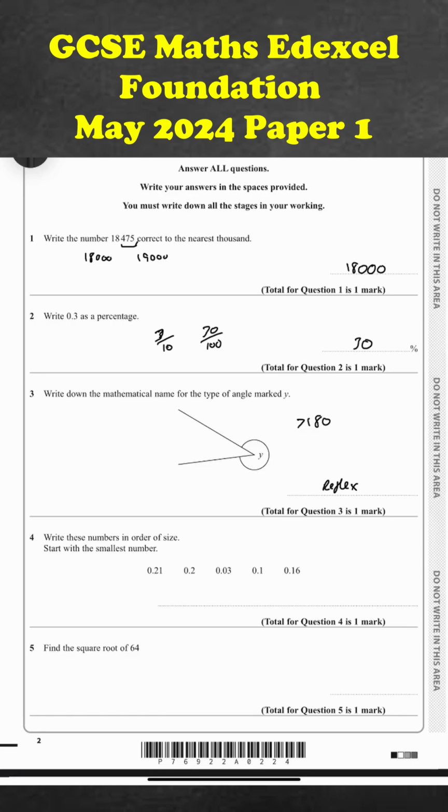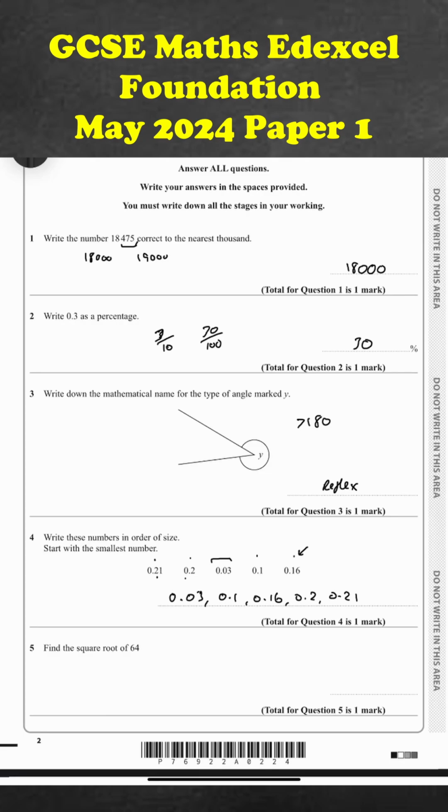Question number 4. Write these numbers in order of size. Start with the smallest number. So we have 0.03, which is less than 0.1. The others are more than 0.1. So 0.03 is going to be the smallest. Then we have 0.1. Then this one is less than 0.2, and the other two are 0.2 and 0.21, so more than 0.2. So 0.16, 0.2, and then 0.21.